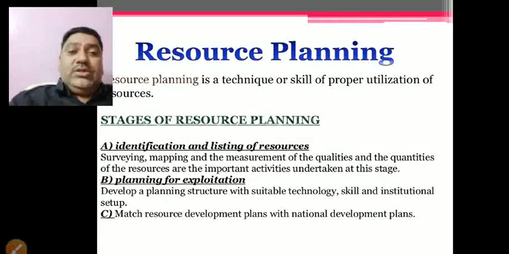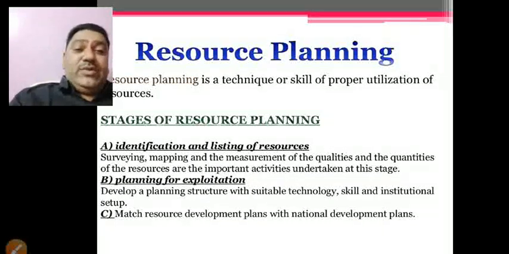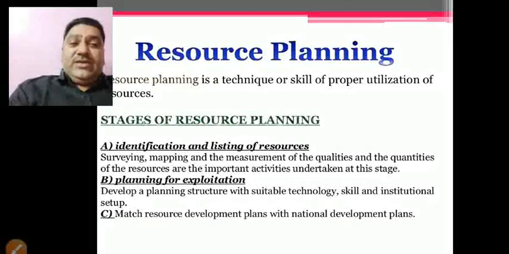That is, what two things should match with each other? Resource development plans and overall national development plans. So student, this is very important question. The 3 stages in resource planning in India. And fortunately, India has been making these plans right from the very first 5-year plan.